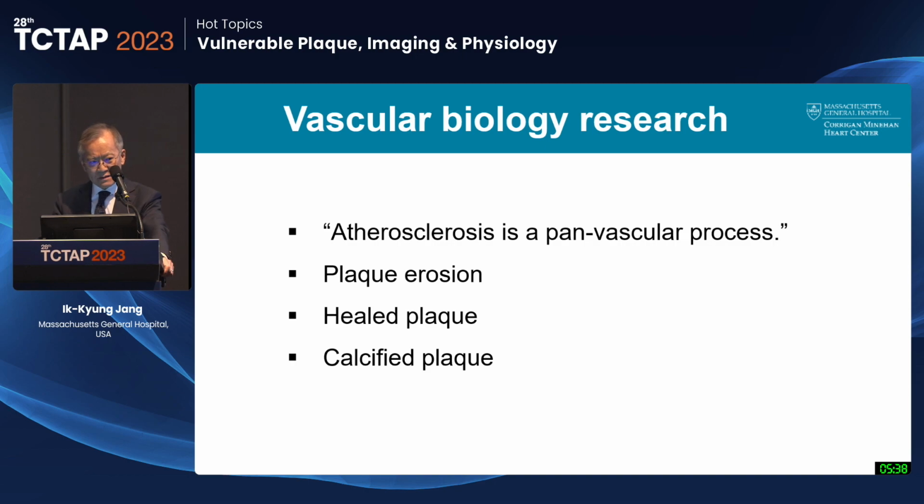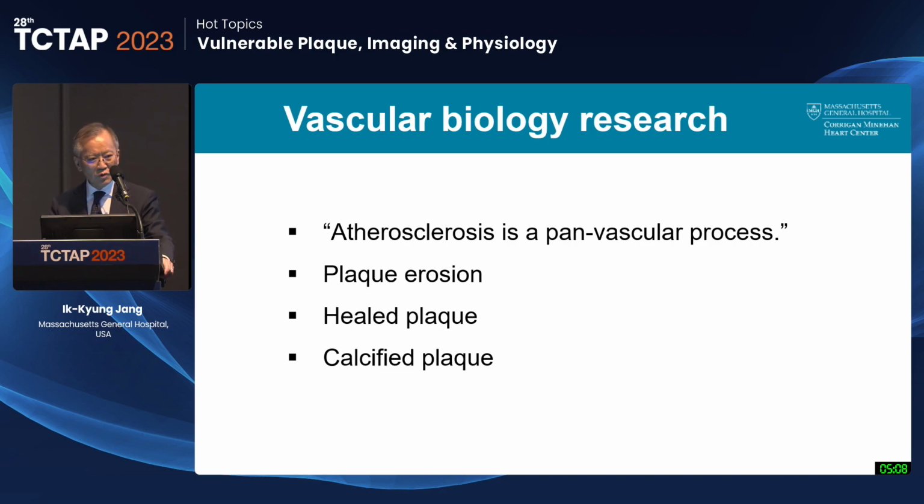So the theme of our lab for the past 20 years has been that atherosclerosis is a panvascular process with local destabilization. And plaque erosion is something that our group has been interested in for at least 12, 14 years. Healed plaque is a relatively new concept. So atherosclerosis is continuous plaque destabilization and healing, leading to rapid progression of atherosclerosis.